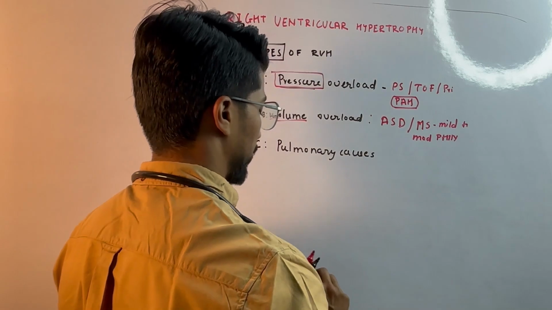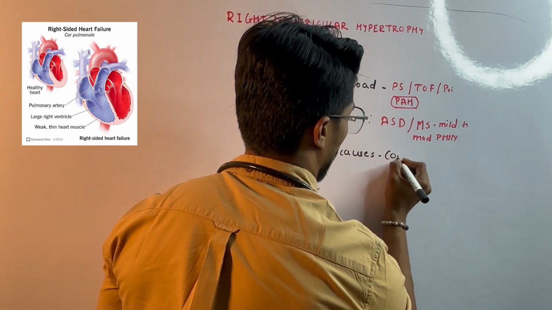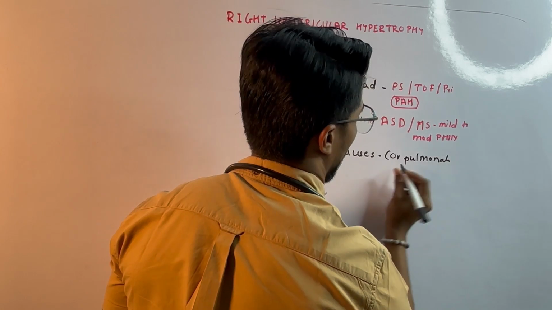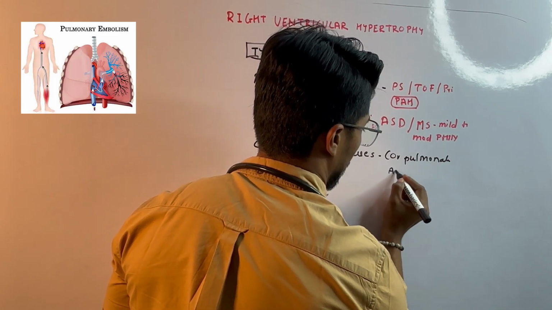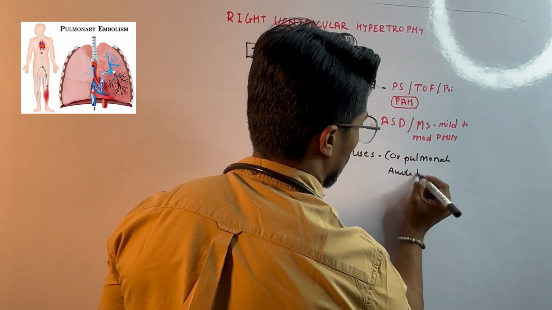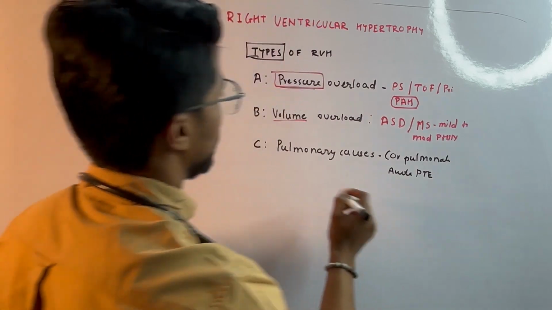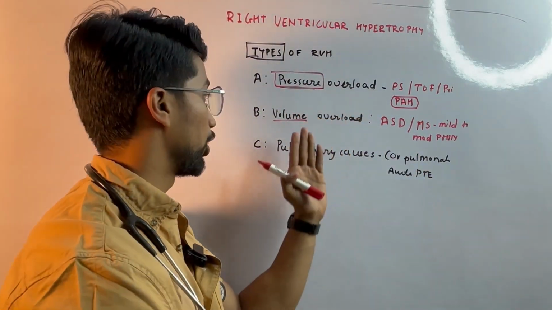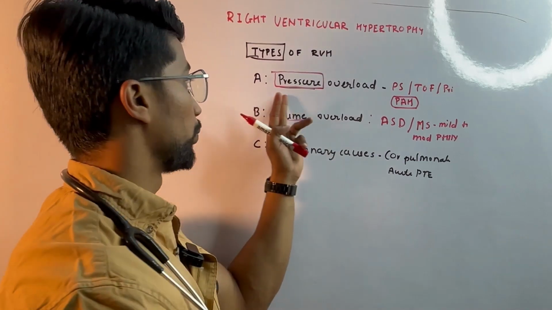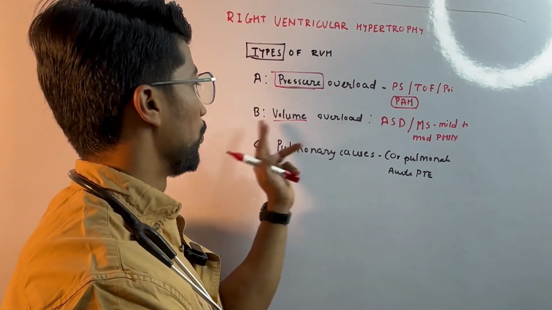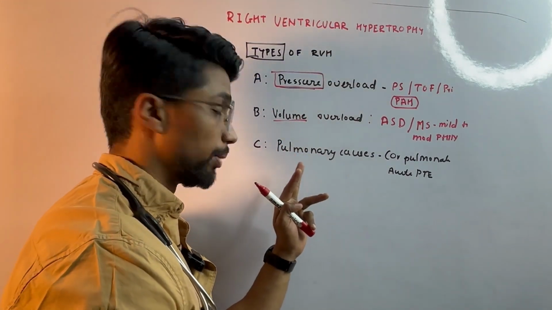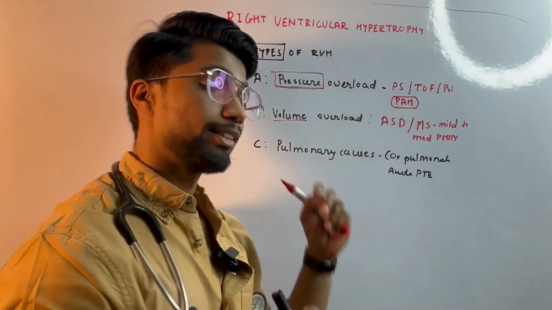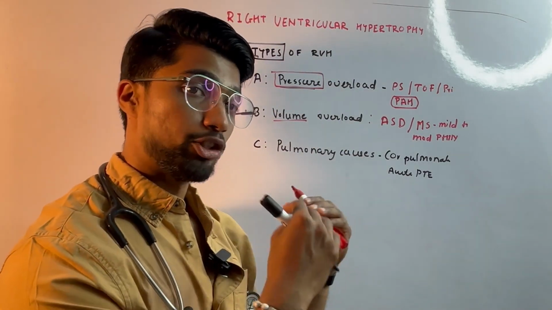Now we move on to the pulmonary causes, which is called P pulmonale, and also acute PE sometimes can have this ECG. So these are the types of RVH based on the etiology and how it anatomically changes the heart: pressure overload, which is type A, volume overload, type B, and all the pulmonary causes are included in type C. So the ECG presentation of all three is going to be slightly different, and let's discuss the same.